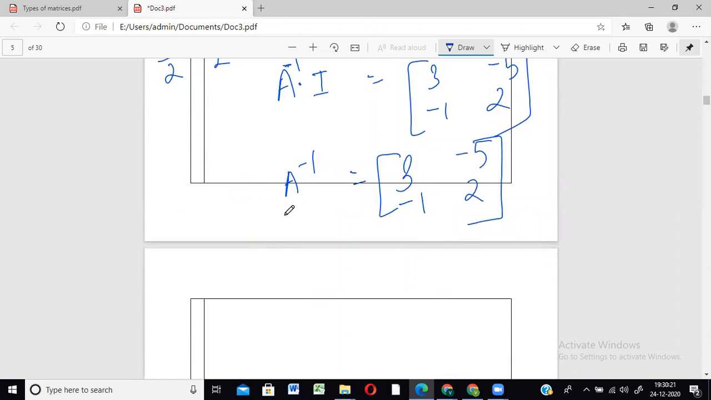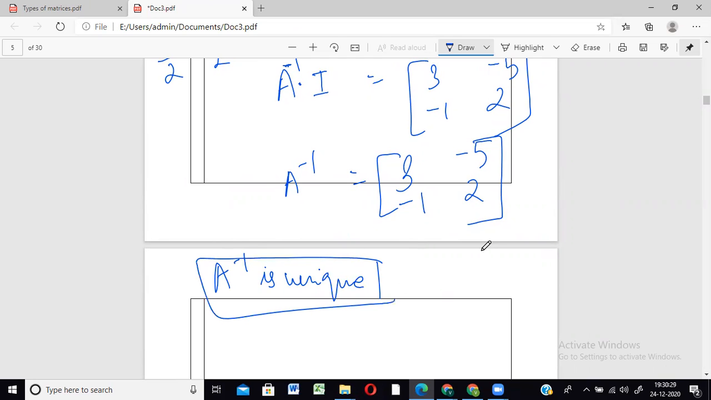So here again, inverse is always unique. As I said in the previous video, inverse is always unique. Just 2 into only half can give you 1, correct? 2 into any other number we multiply, the answer is not going to be 1. So inverse is always unique even in terms of matrices.